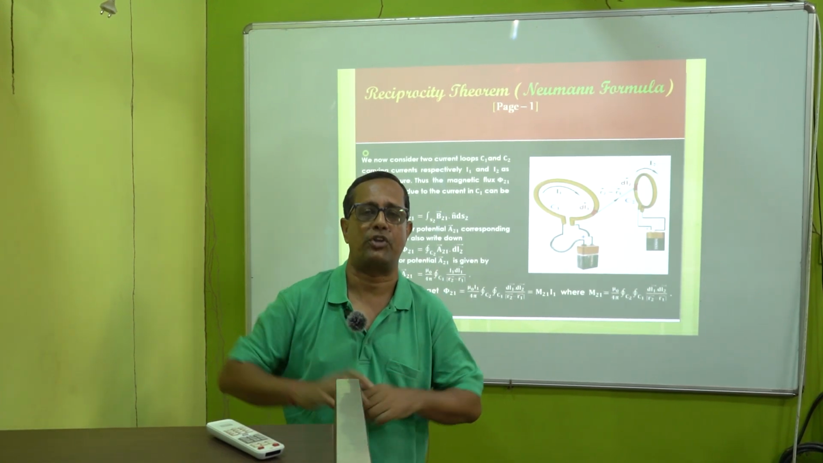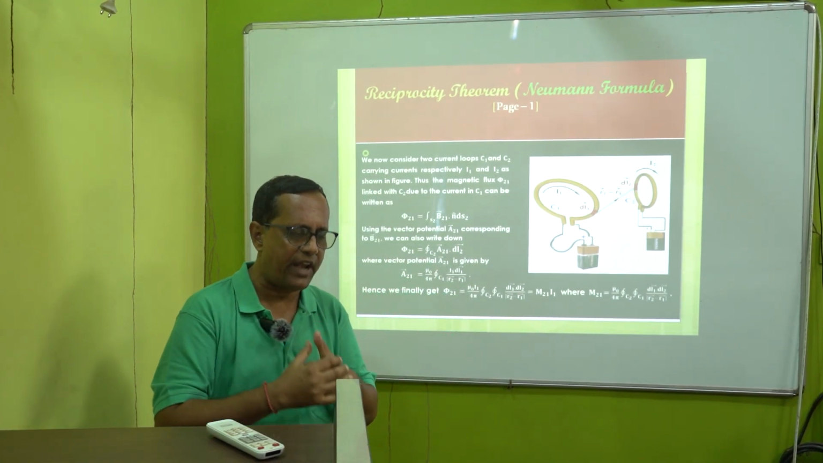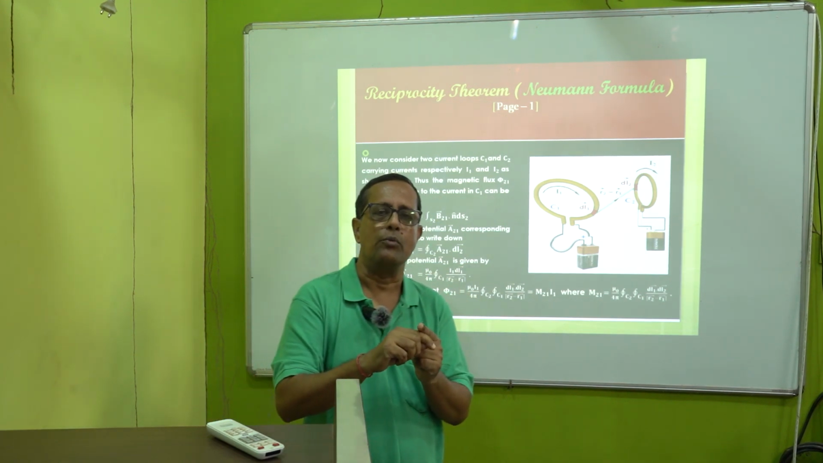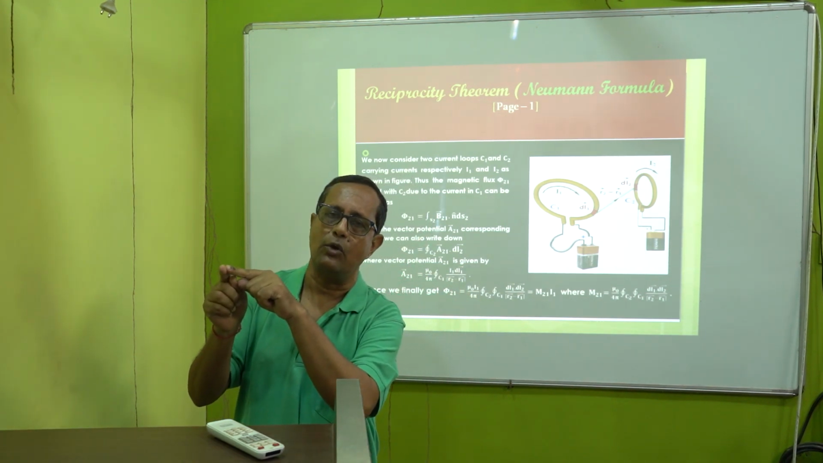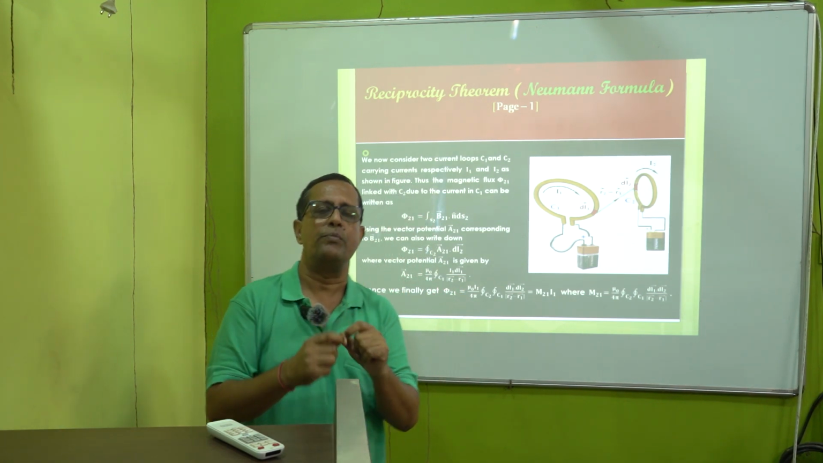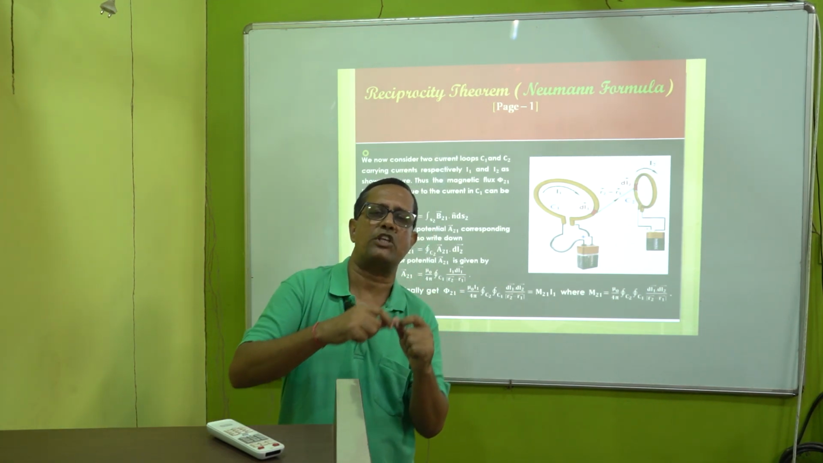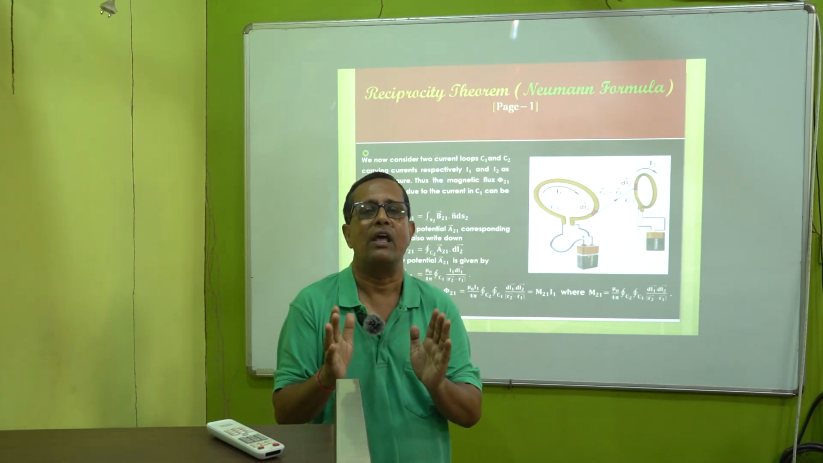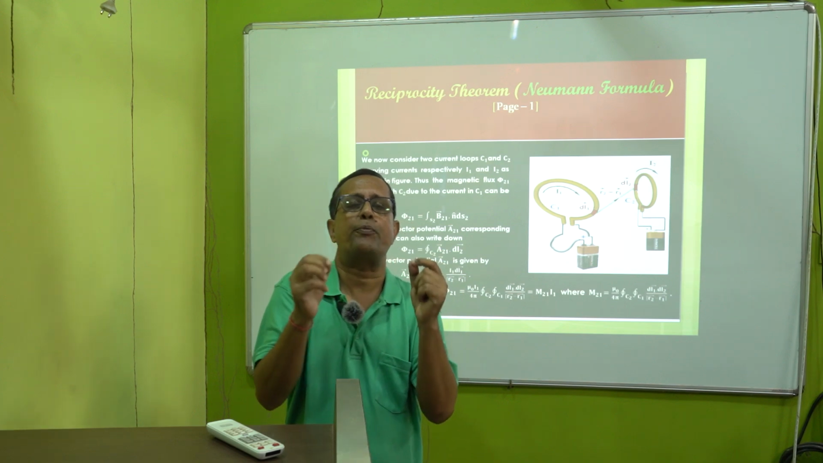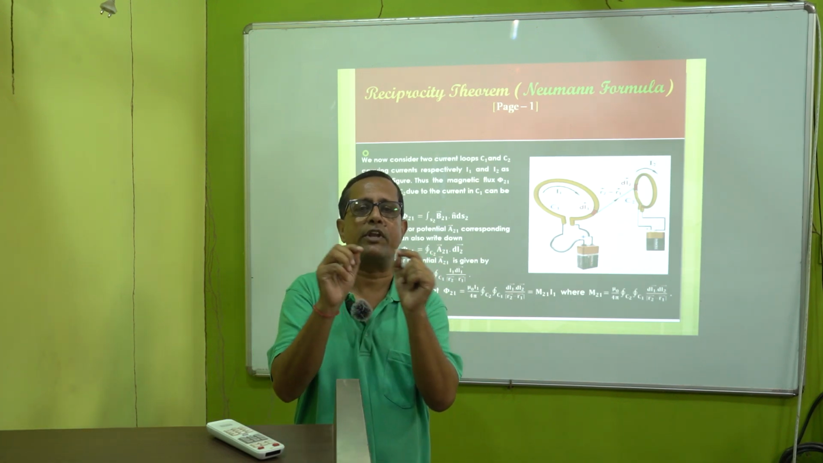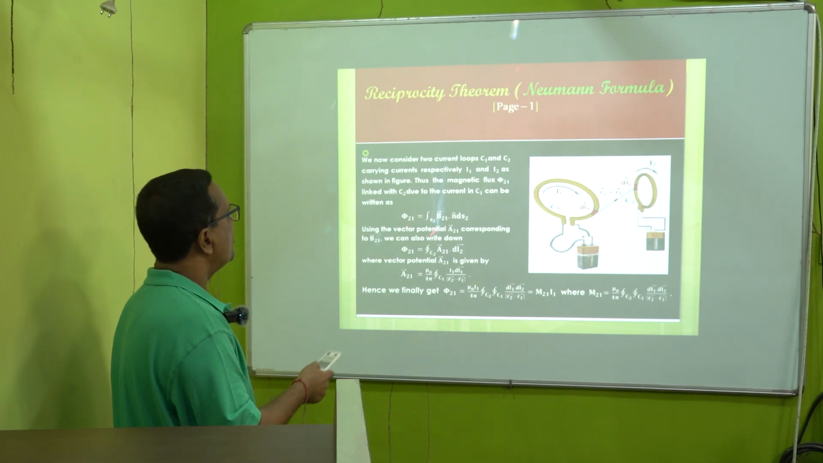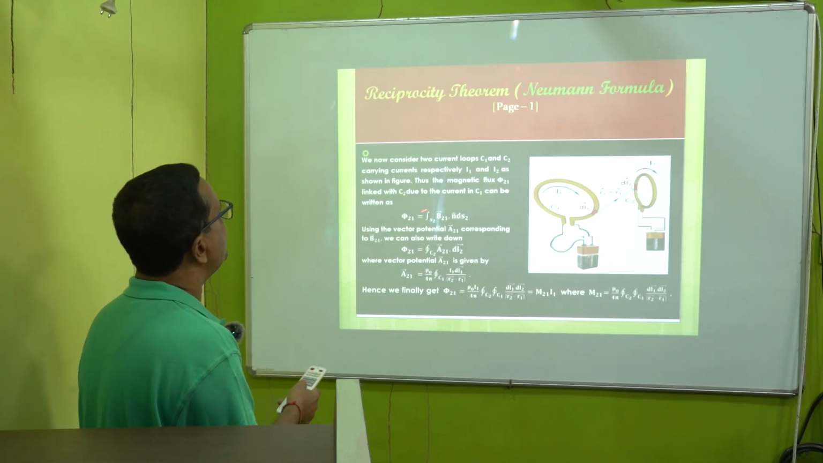This is the reciprocity theorem. The theorem states that in the presence of two coils, if M12 is the mutual inductance of one coil with respect to another coil, and M21 is the same of the second coil with respect to the first coil, then both are equal and they can be represented by simple M. This is the reciprocity theorem, that is M12 is equal to M21 is equal to M. And this can be obtained by a simple theoretical derivation.